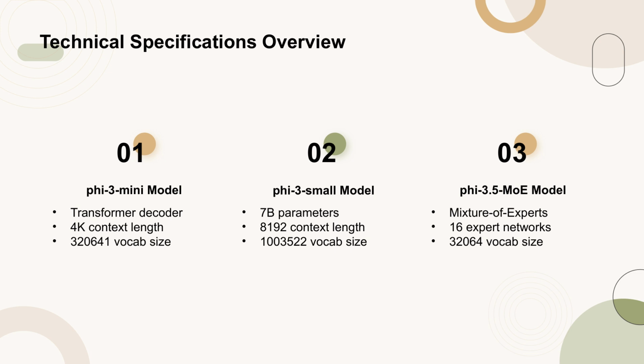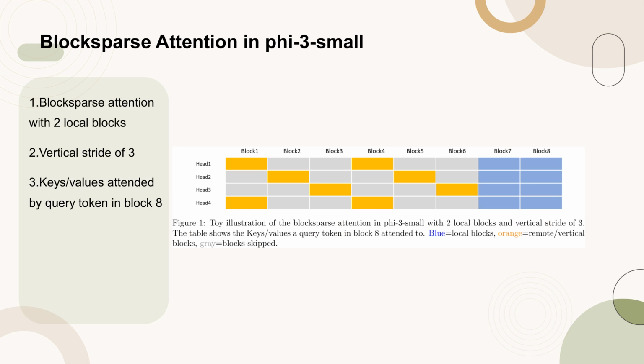The Phi-3.5 MoE model adopts a mixture of experts architecture, incorporating 16 expert networks and a vocabulary size of 32,064. This model selectively activates parts of modules on specific inputs to improve efficiency. Figure 1 illustrates the block sparse attention mechanism in the Phi-3 Small model, featuring 2 local blocks and a vertical stride of 3. The table details the keys and values attended to by a query token in block 8, with blue indicating local blocks, orange representing remote/vertical blocks, and gray showing blocks that are skipped.